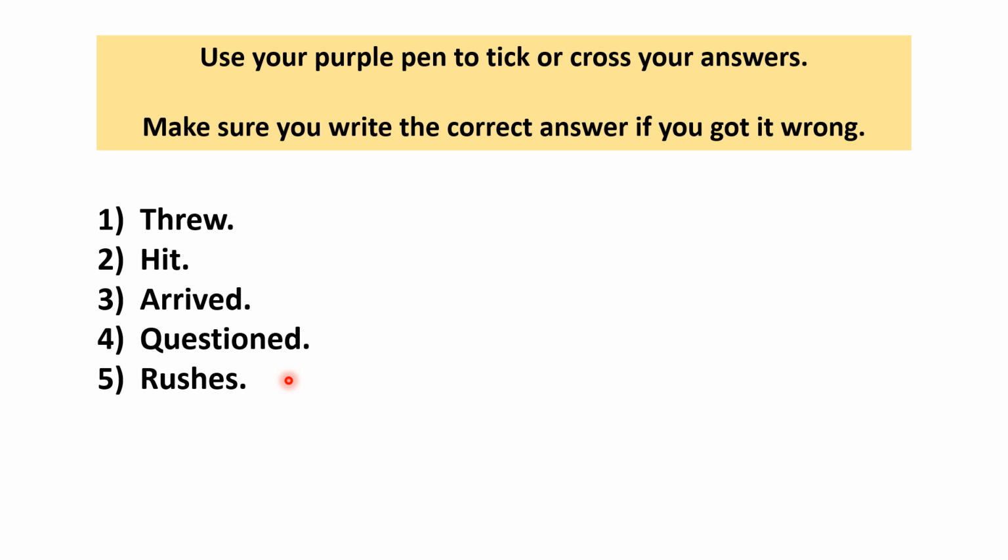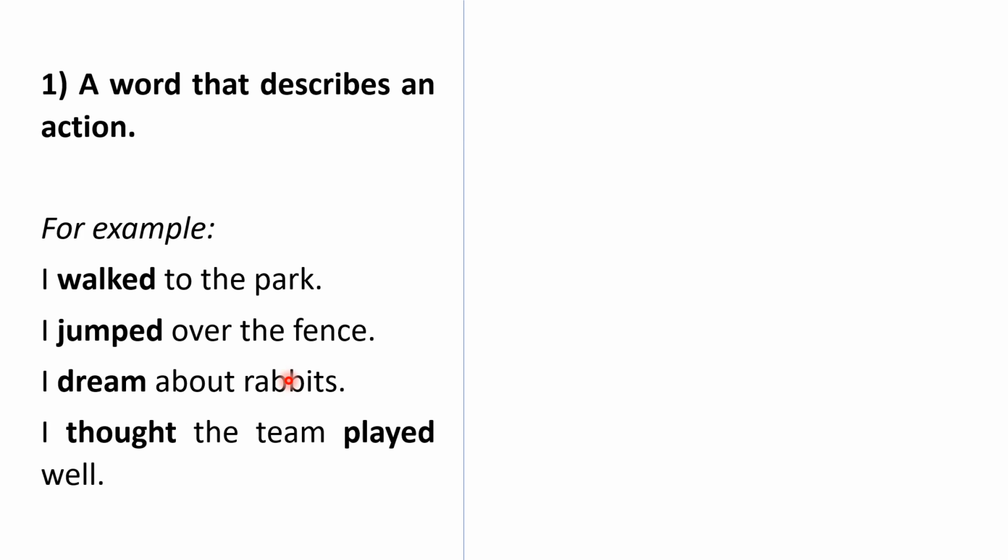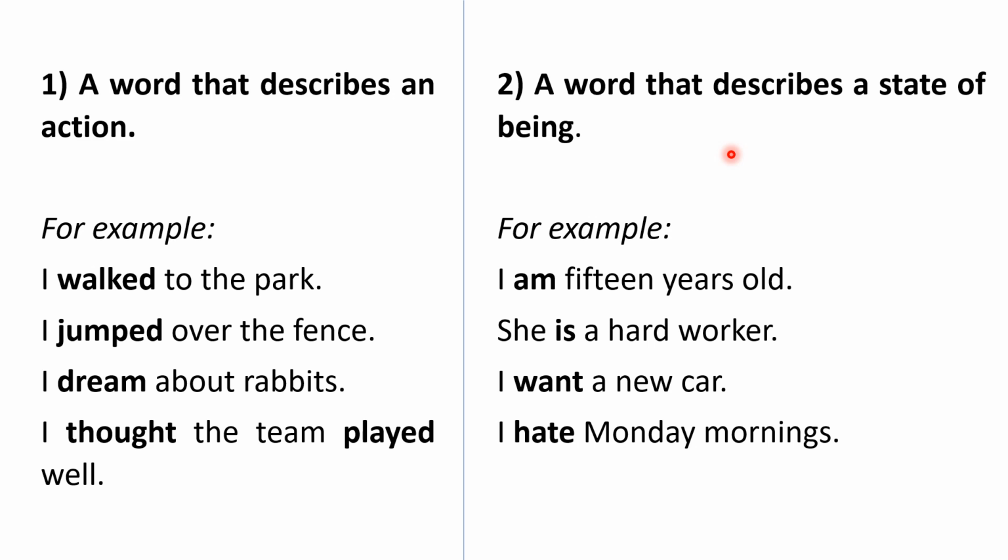Okay, so let's just have a little recap about what we know about verbs so far. We know that a verb is a word that describes an action. For example, I walked to the park, I jumped over the fence, I dream about rabbits, I thought the team played well. All the words in bold here are verbs that describe an action, something that someone or something is doing. And we also have what we call state of being verbs. And these are words that describe a state of being, something that someone is.